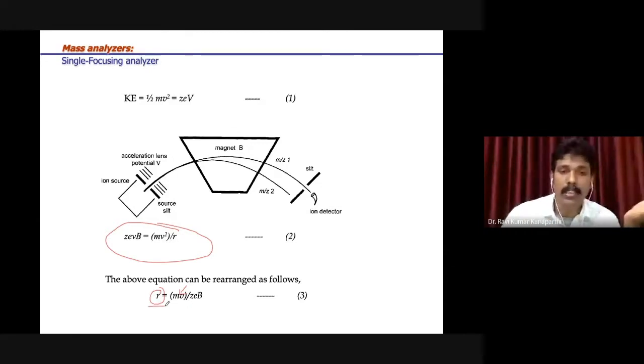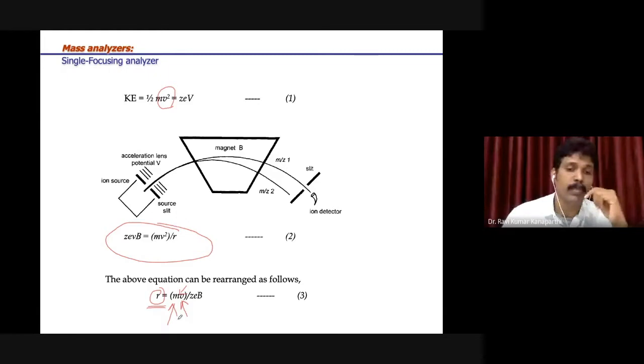As you can see here, the radius r depends upon the momentum, and momentum depends upon the size of the fragmented ion. If m and v are both higher, then such a particle will have a higher momentum. But remember that v is more or less the same for all the fragment ions, because we already accelerated them with the same kinetic energy using the acceleration lenses. Therefore, m is what determines the circular path.